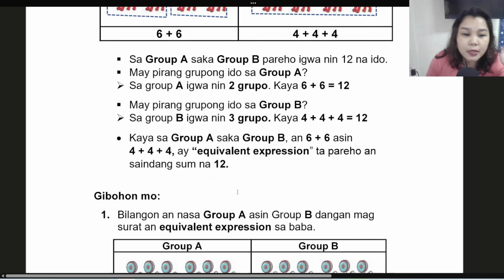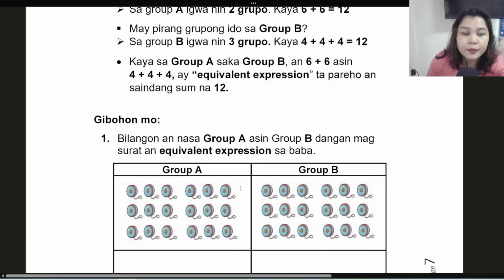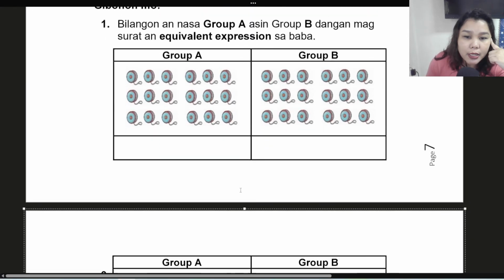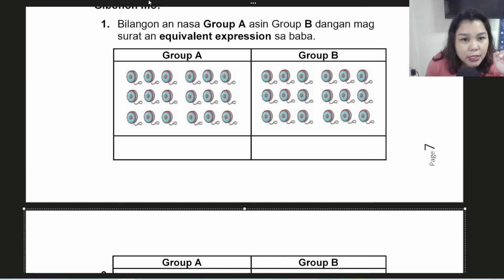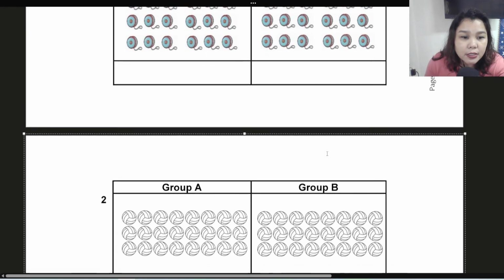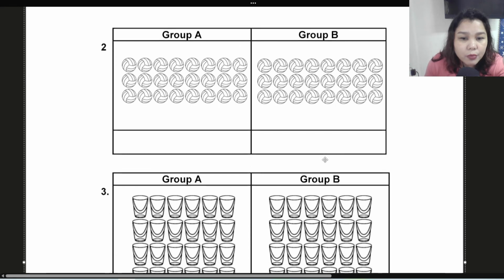So, yun ang gagawin mo sa gibuhon mo. So, gagawa ka ng sarili mo. Pwede ka magsulat ng linya. Do not erase them anymore. So, paano mo to hatiin and then write the expression. So, ito naman, same number of yo-yos, pero another addition sentence for this. So, that is what you have to do for gibuhon 2.